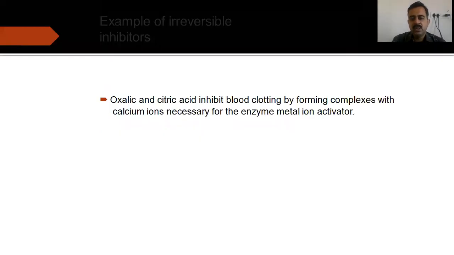Examples of irreversible inhibitors: oxalic and citric acid inhibit blood clotting by forming complexes with calcium ions necessary for enzyme metal ion activators. Correct?